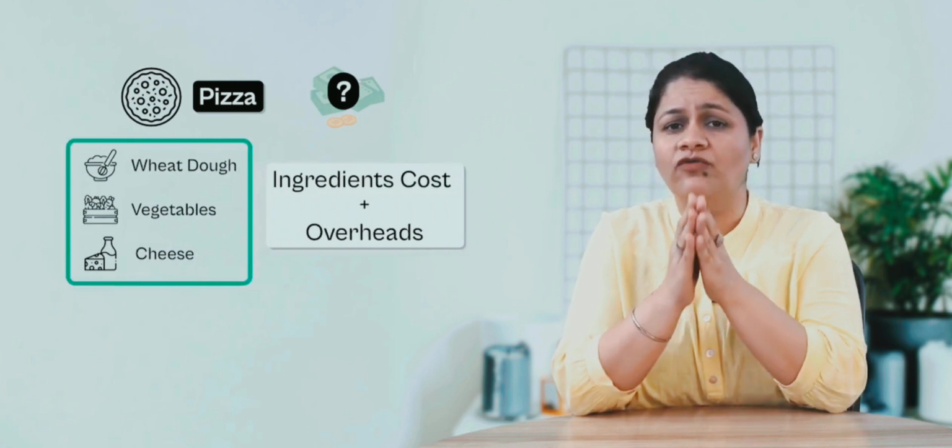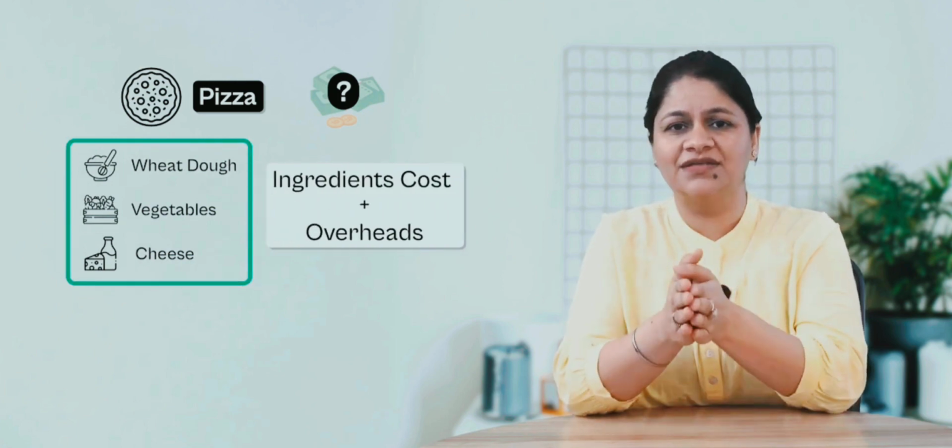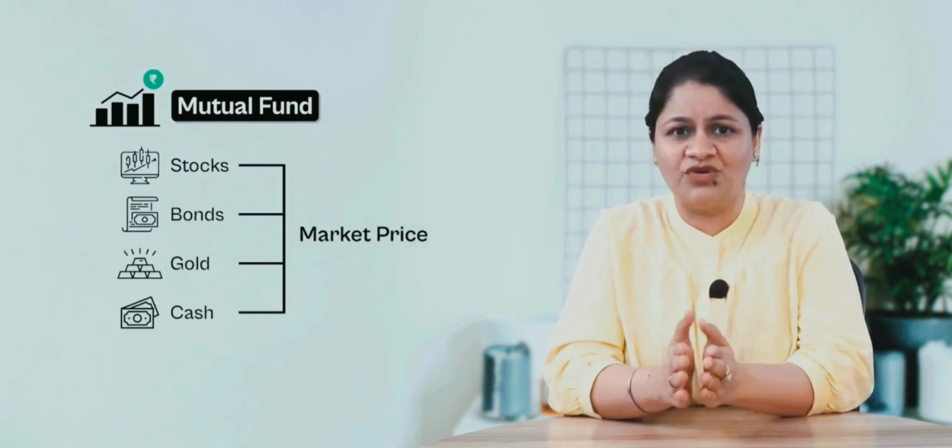A pizza, as we all know, is made up of wheat dough, vegetables, and a lot of cheese. If we have to find out the price of the pizza, we can say that the total price of the pizza is the total cost of all its ingredients plus overheads. Coming to mutual funds, instead of wheat dough, vegetables, and cheese as ingredients, there are stocks, bonds, gold, and cash which have a market price.